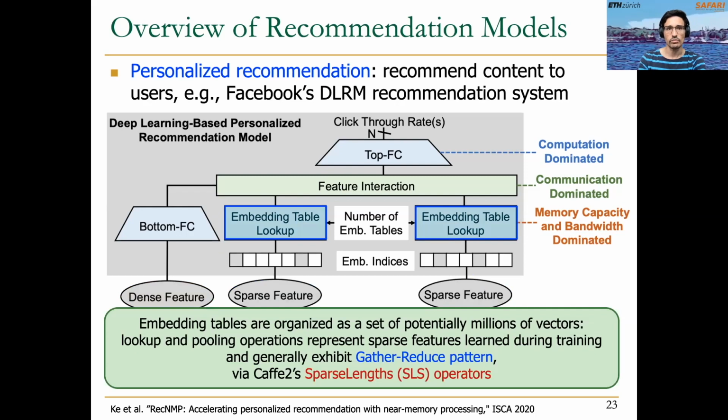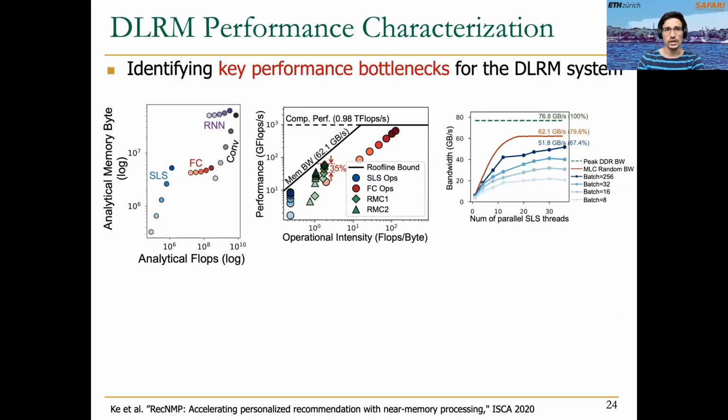Actually, these embedding operations consist of lookup and pooling operations on the embedding tables, and they typically follow a gather-reduce pattern that in different frameworks has different operators. In Caffe2, for example, these are the SparseLengthsSum, or SLS, operators that essentially perform this gather and reduction operation. These steps have been characterized, both the SLS operators and the fully connected layers of the multi-layer perceptron, and the performance bottleneck has been identified.